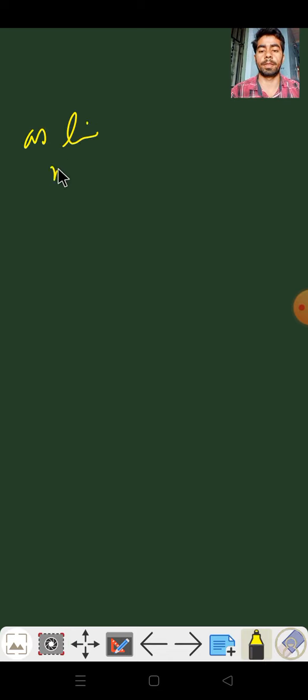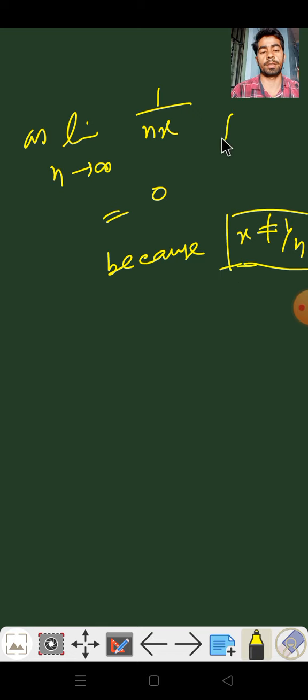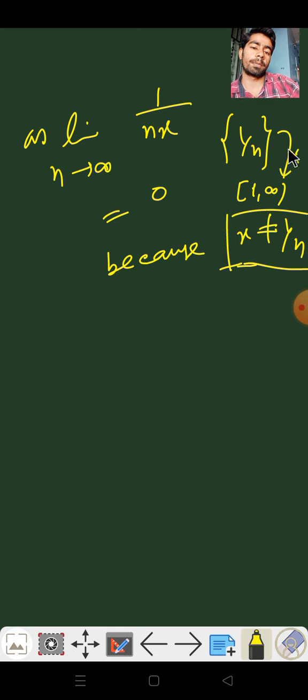So finally we can say that as limit n tends to infinity 1 upon nx will be equal to 0, because x is not equal to 1 by n. We can't put x equal to 1 by n, because infinitely many terms of the sequence 1 by n lie outside of the closed interval 1 to infinity. That's why we can't put x equal to 1 by n here, and therefore for n tends to infinity, it will tend to 0.